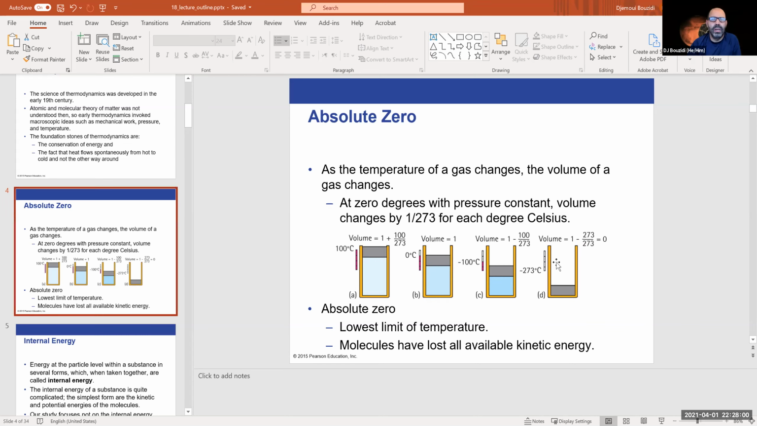Okay. So these experiments were conducted with ideal gases that have specific requirements in terms of their density and their pressure and so on and so forth. So we know that there is a lower limit to temperature, and that lower limit happened to be 273.15. For all practical purposes, you just put 273, okay?